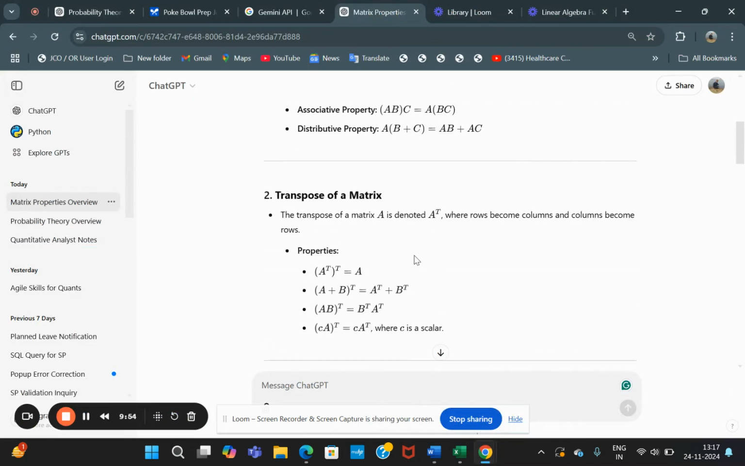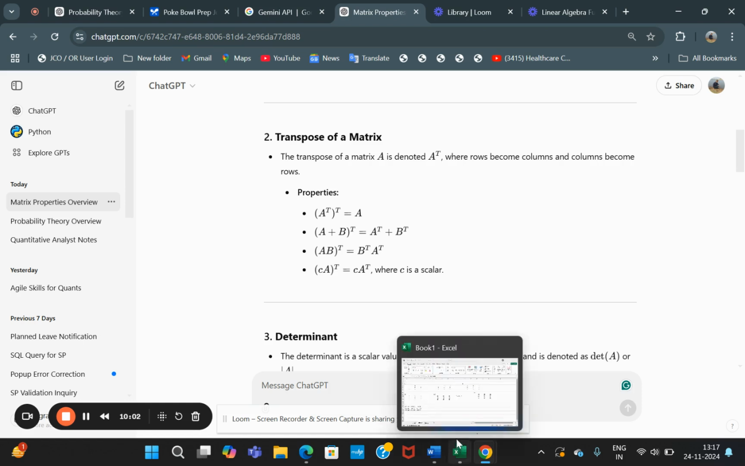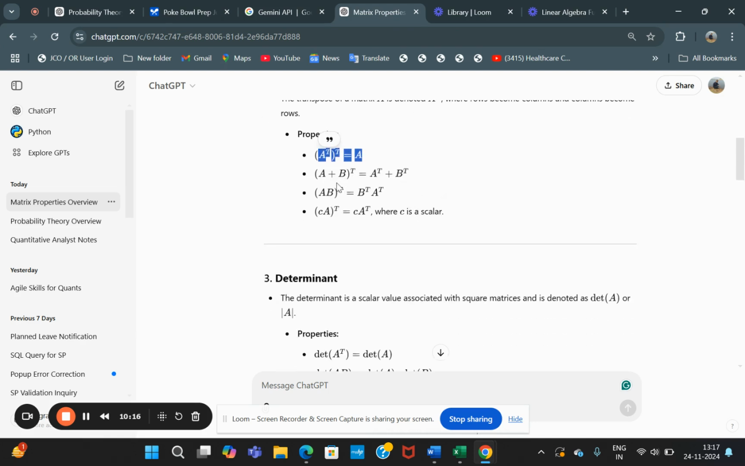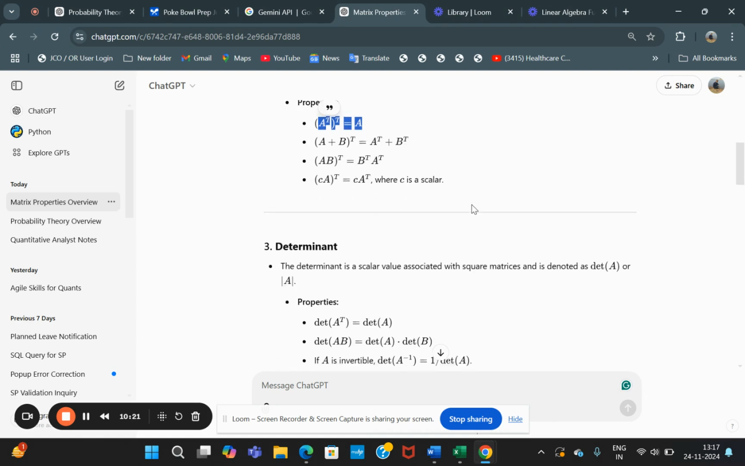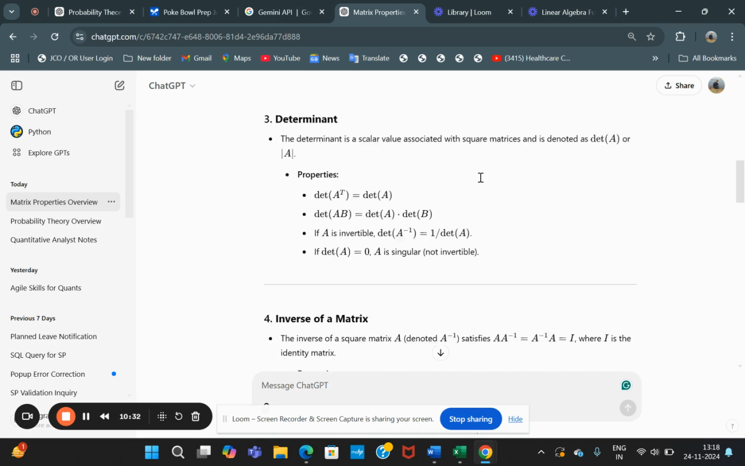the following properties are satisfied, the transpose properties. If we consider the transpose of A, we know that in a transpose matrix, rows become columns and columns become rows. Then the next time, rows become columns and columns become rows, and we will get the same matrix as we had before. The transpose of A plus B is equal to A transpose plus B transpose. It's also satisfied for the product: the transpose of A into B is B transpose and A transpose.